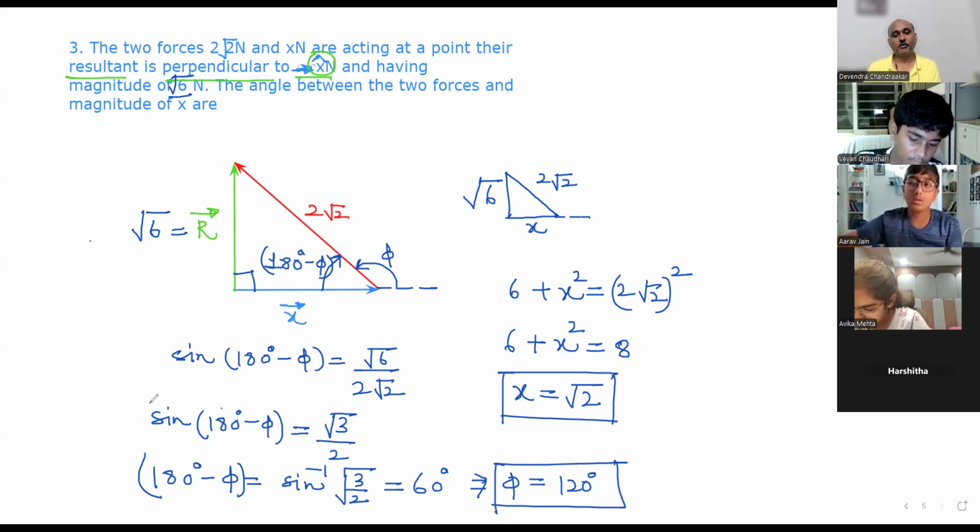We should not have changed the angle here. What we were doing, we should not have done that. This was the mistake we did.